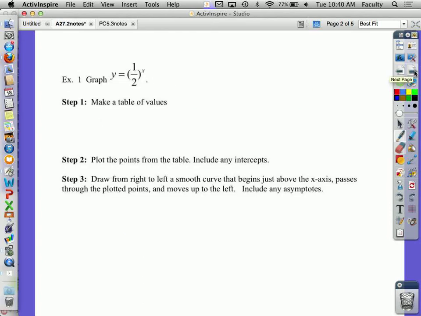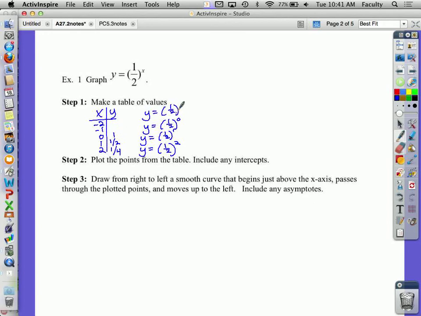All right, so let's look at example 1. It says we want to graph y equals 1/2 to the x power. It says make a table of values. So we're going to start with our standard table from -2 to 2, and we're going to plug that in. So I get y equals 1/2 squared is 1/2 times 1/2, so that's 1/4. If I do 1/2 to the first, that's just 1/2. What's 1/2 to the 0? 1, good job.